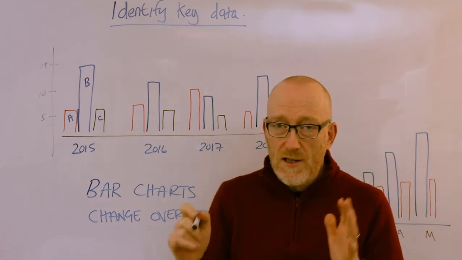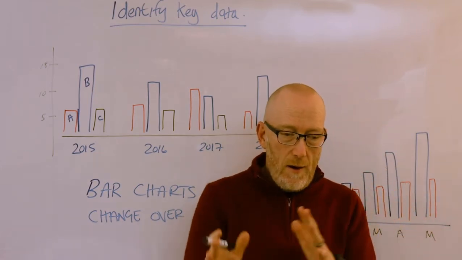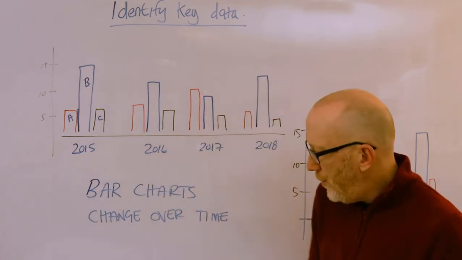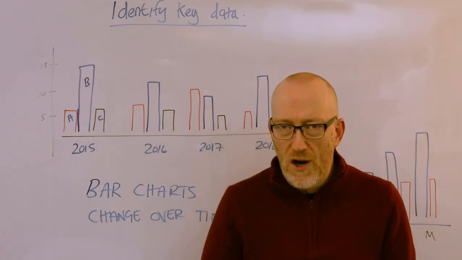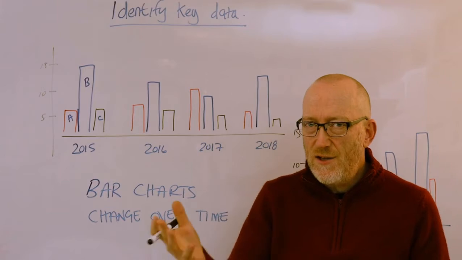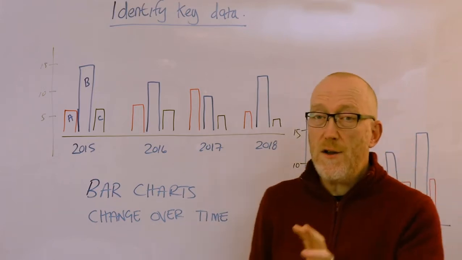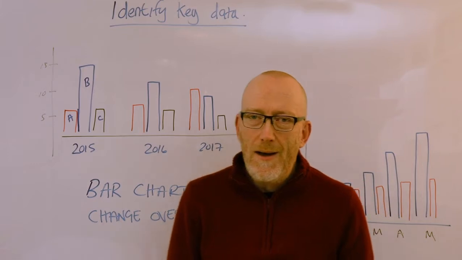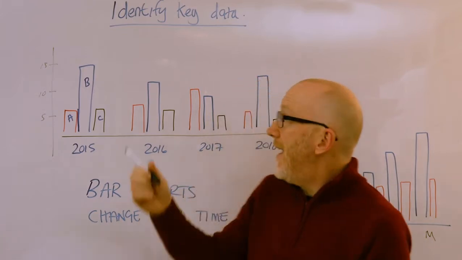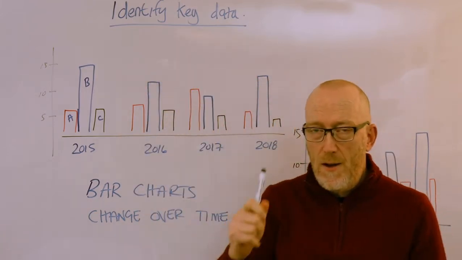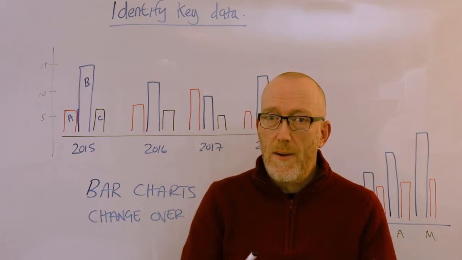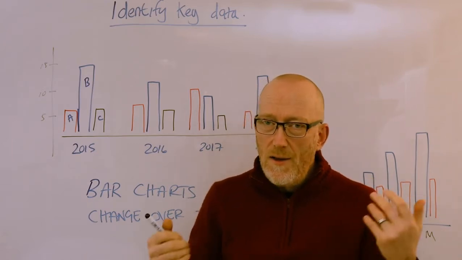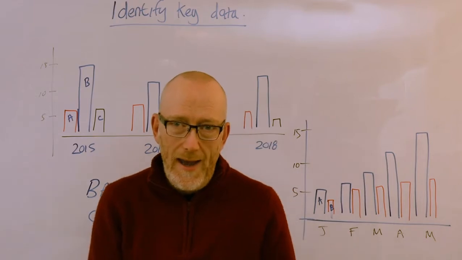So it's describing how something changes from one time to another, which is very different to the other type of chart, which is called a static chart. We'll come to those in a later tutorial. If you remember from the previous tutorial, we spoke about identifying the key important elements from a line chart. The same principles apply here.